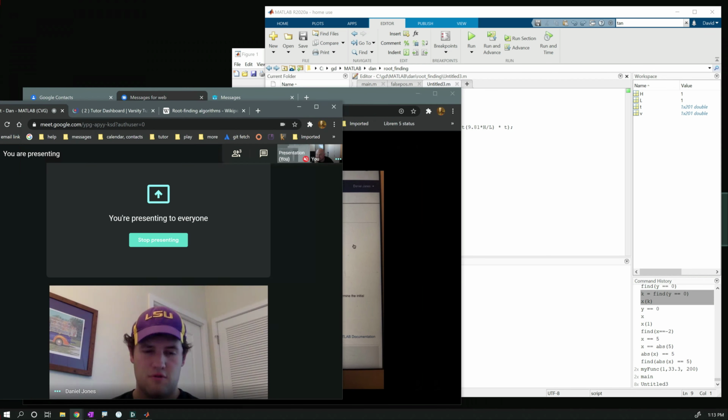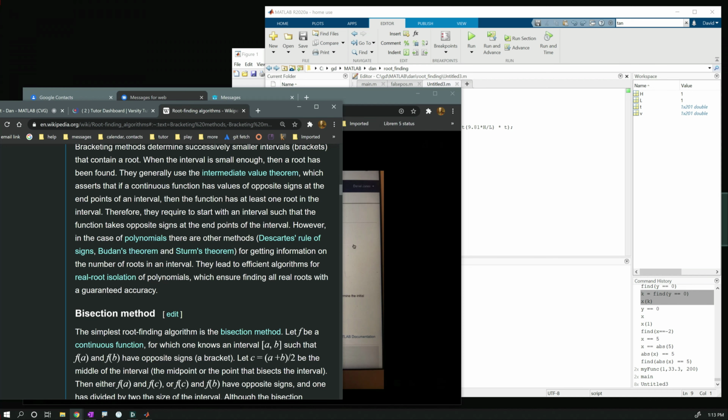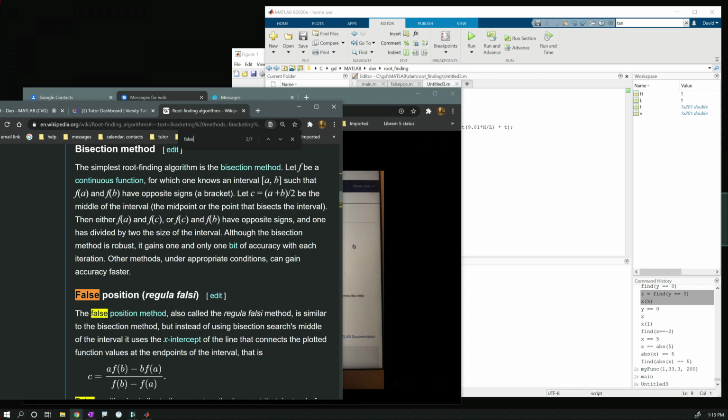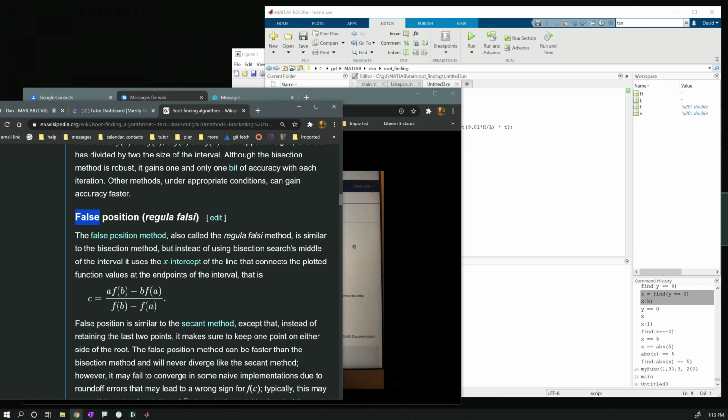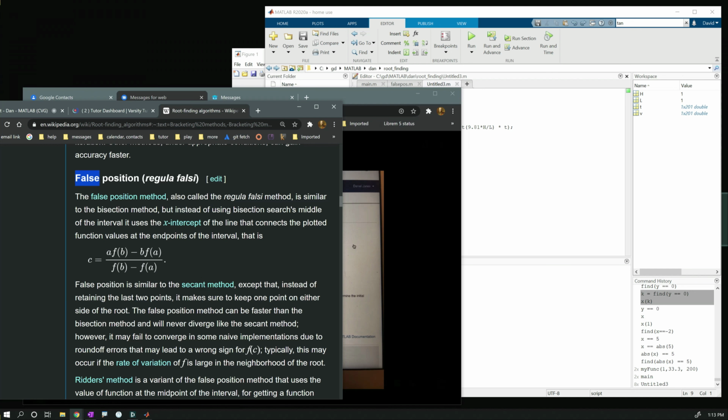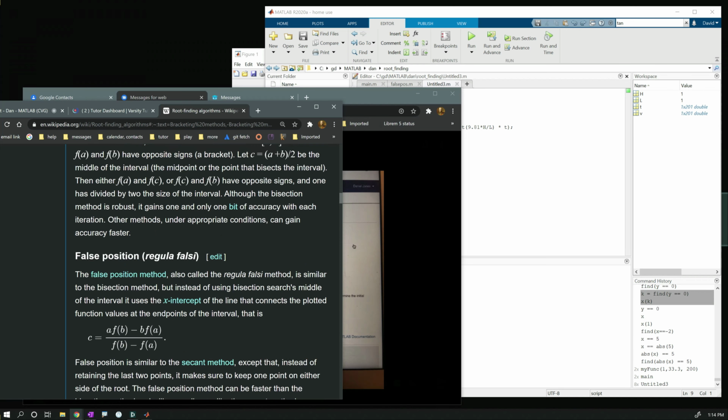Let me look at this. Okay, false position method. Root finding. Similar to the bisection, but instead of bisection, searching the middle of the interval, it uses the x-intercept of the line that connects the plotted function values. So we have to read about the bisection method first and then come back. Then it says go read the secant method and then come back, because it's like that, except instead of retaining the last 2 points, it makes sure to keep 1 point on either side of the root. False position can be faster, and so on. Okay.